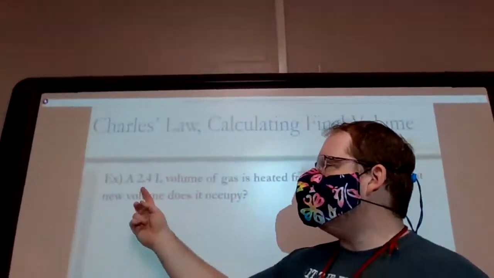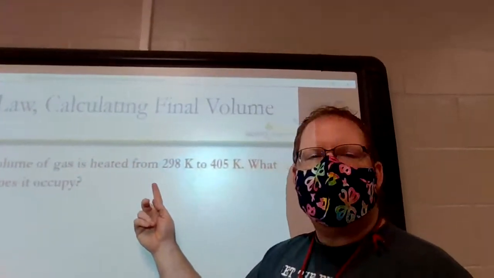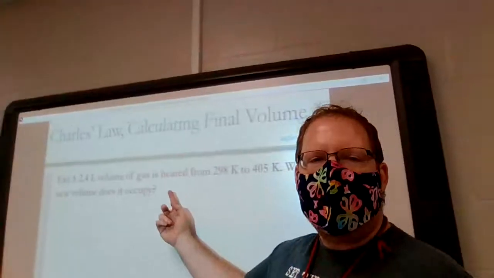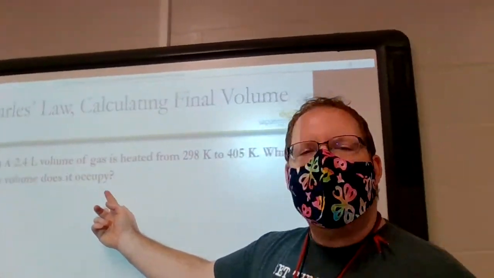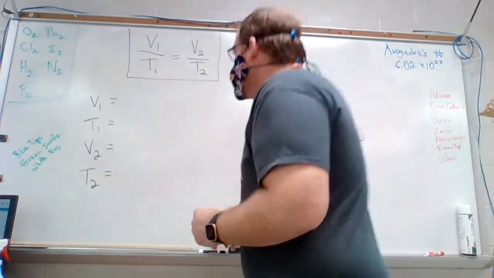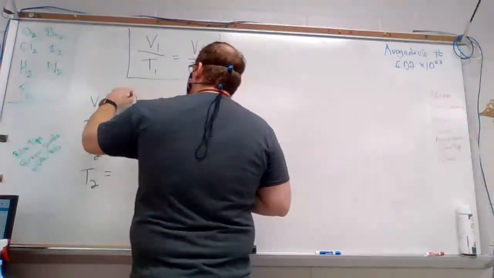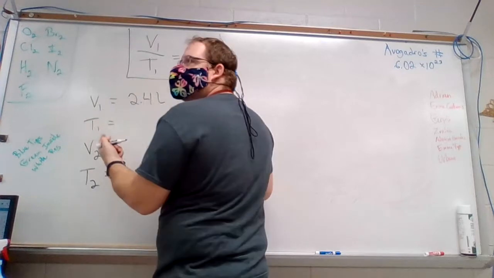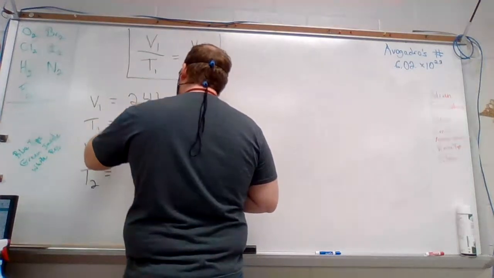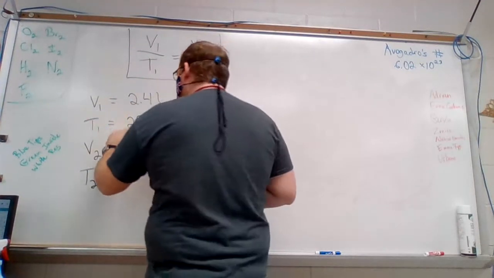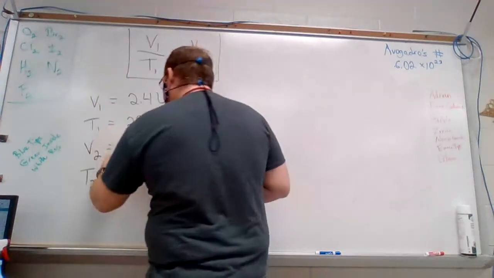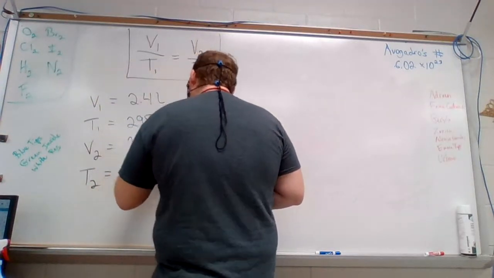Let me just read this. A 2.4 liter volume of gas is heated from 298 to 405 K. What new volume does it occupy? So they give us volume 1, temperature 2, and they want to know what is my volume 2. So volume 1 is 2.4 liters. Temperature 1 is 298 K. Volume 2, I don't know. And then temperature 2 is 405 K.